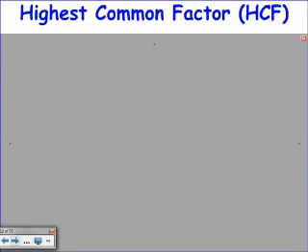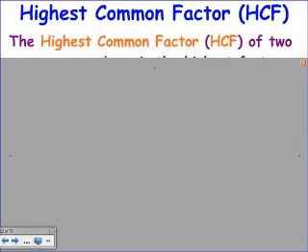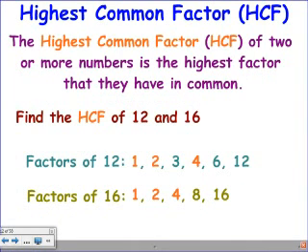Which brings us on to highest common factor. Okay? So we know what the common factor is. What do we think the highest common factor is? The highest of the numbers that are common. So when we have our 12 and 16 again, we had 1, 2 and 4 that were common, but the highest common factor that they have is the number 4. Can you see that?